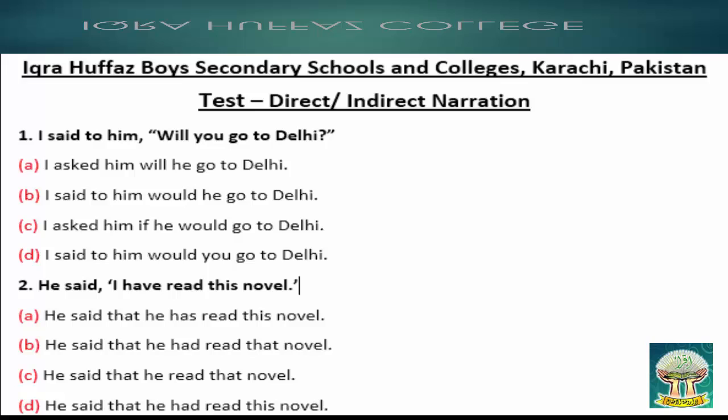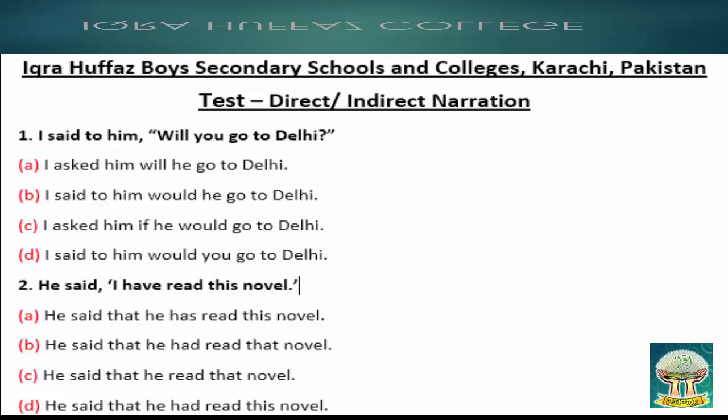Sentence number 1: I said to him, will you go to Delhi? There are 4 options given, A, B, C, D. You have to tick any one option, or you can write the option number in your register instead of writing all the 4 options. You will write the question, I said to him, comma, inverted commas, will you go to Delhi, question mark, inverted commas close, and then instead of writing these 4 options, directly write down the answer, whether it is A, B, C or D. Sentence number 2: He says, I have read this novel.